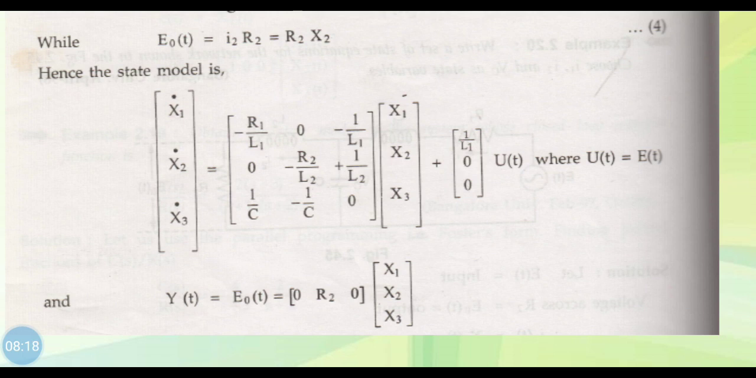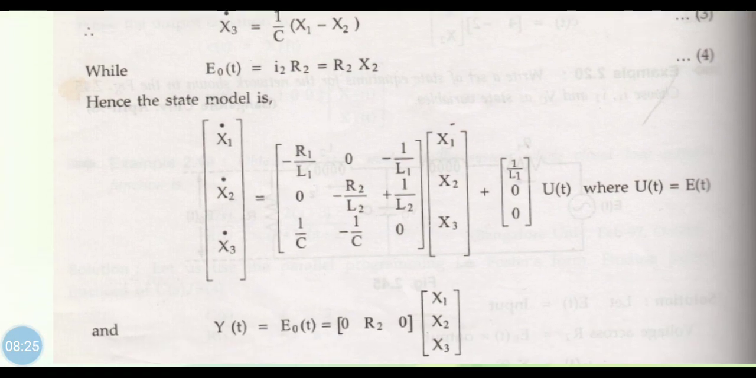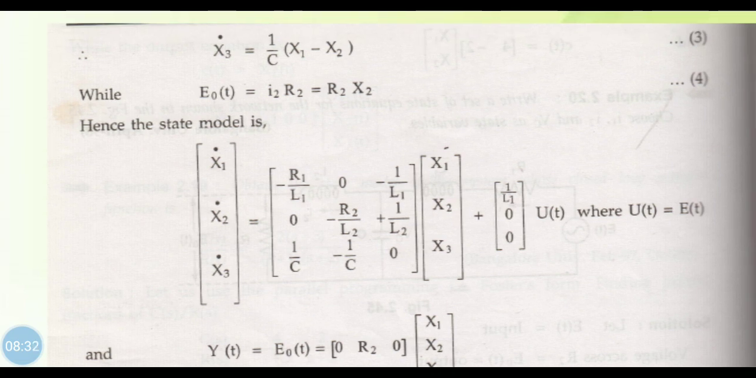to minus R1 by L1, 0. This is the first equation, of x1 dot. You see the x1 dot equation and write the terms of x1, x2, x3. So it will be minus R1 by L1, 0, minus 1 by L1. The second equation is x2 dot. What is the x2 dot equation? It is 1 by L2 times minus R2 x2 plus x3. So x2 and x3 are present. x2 is minus R2 by L2 and x3 is 1 by L2. There is no x1 term in x2 dot.